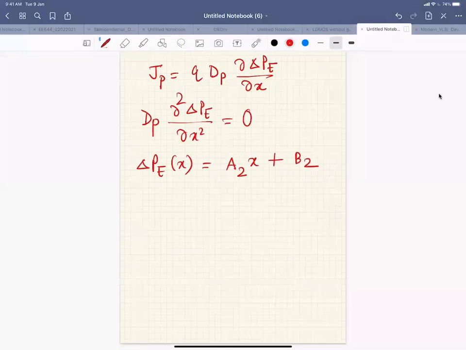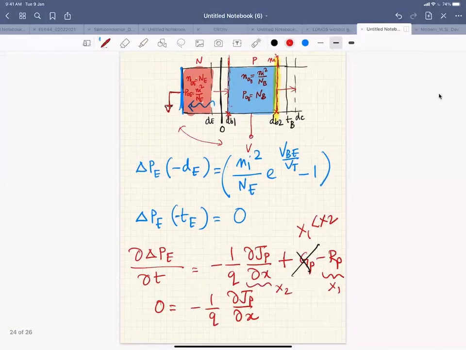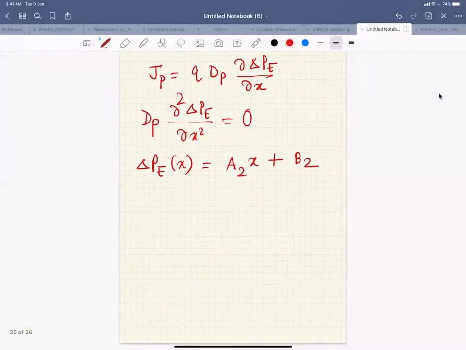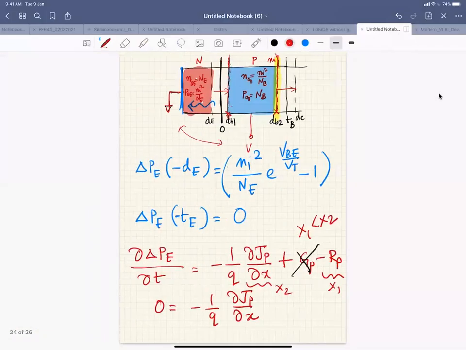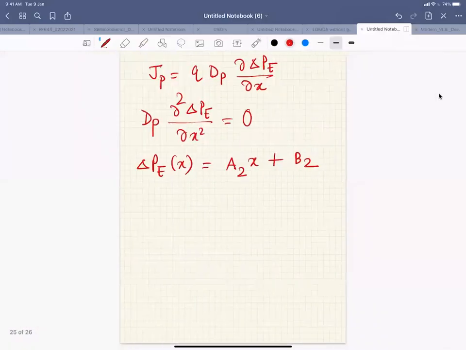So see the advantage I just mentioned. If you put this Rp, then we'll have an exponential term here, right? Rp will be delta pe by tau p. And if you solve this, it will not be 0. It will be delta pe by tau p, right? If you solve this, there is an exponential term. To handle the exponential term in the equation is always difficult.